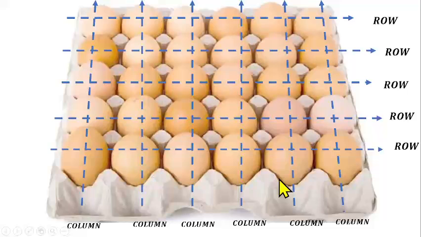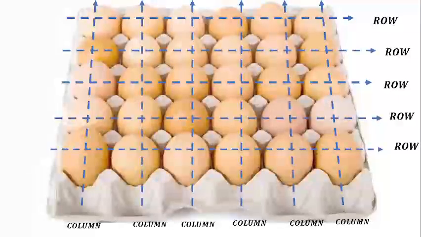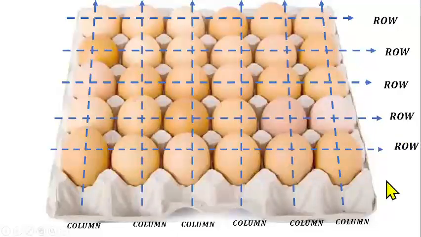Now I want to believe that if you see an arrangement of things in rows and columns, you can easily identify which one is row and which one is column. So if you sit in a class, by the arrangement of the seats in the class, you should be able to identify where the rows are and where the columns are.